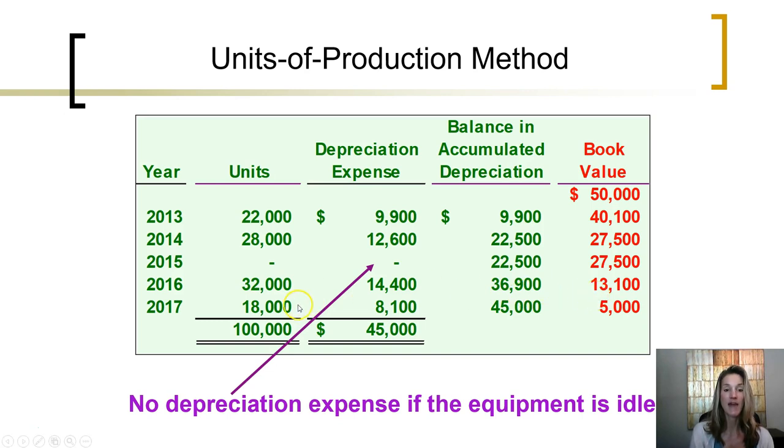In the last year, 18,000 units were produced, times the depreciation rate per unit of 45 cents. Depreciation expense for the last year, $8,100, bringing the balance in accumulated depreciation up to $45,000, and the book value falls to $5,000. Remember, book value is the difference between the asset's cost and its accumulated depreciation. Even though this asset has reached the end of its life, it has produced the 100,000 units that we expected it to, it still has a value of $5,000 because we expect to be able to sell it for $5,000.